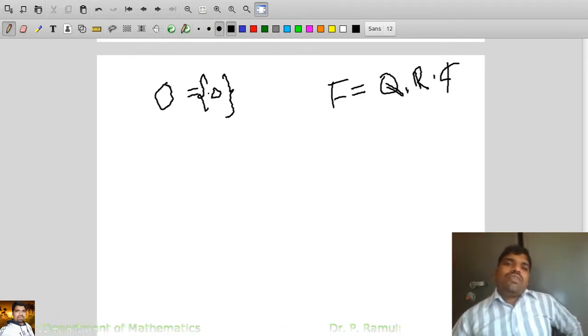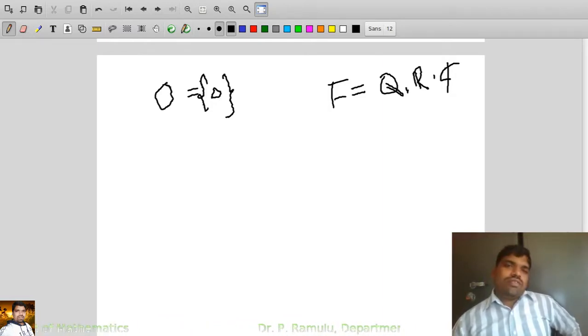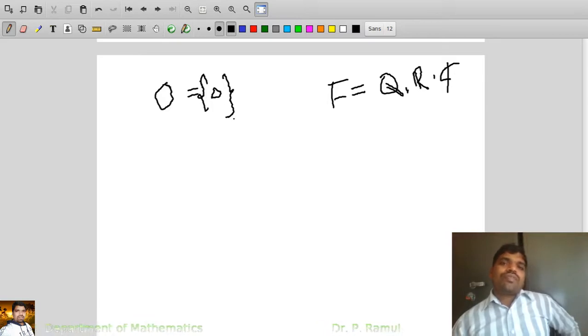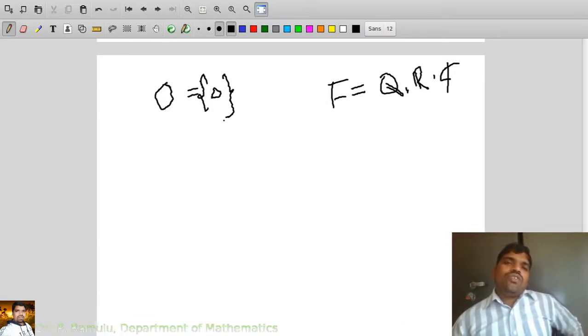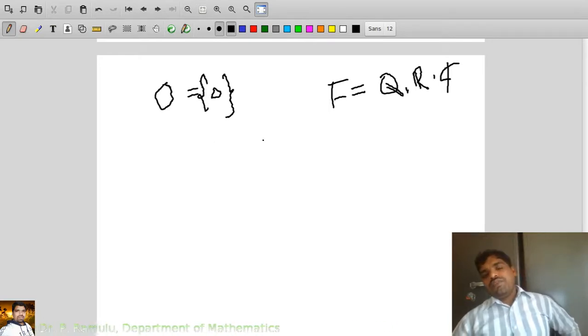If I take two elements 0 comma 0, 0 plus 0 equal to 0, that means it satisfies the closure property. If I take three elements, 0 plus 0 plus 0 equals 0 plus 0 plus 0, it satisfies the associative property. Identity property: 0 plus 0 equal to 0, so it satisfies the identity property. Inverse property: 0 is the identity and the inverse of 0 is 0 only, right? It satisfies the inverse property. Abelian property: 0 plus 0 equal to 0 plus 0.